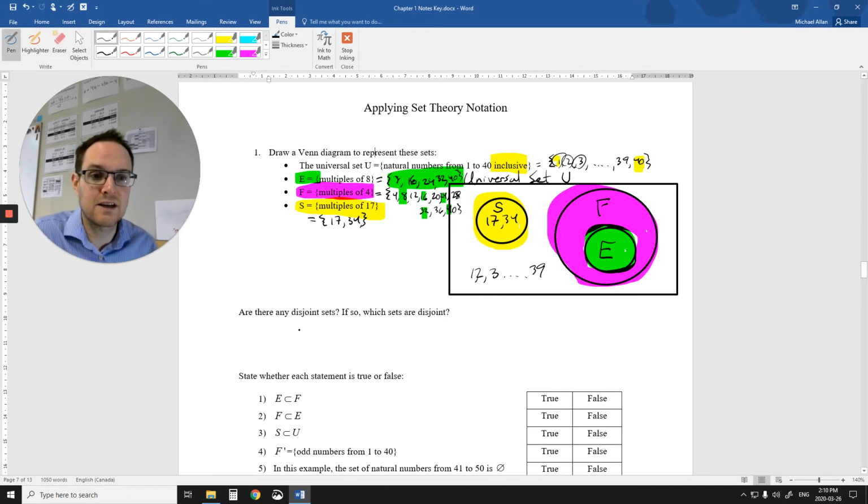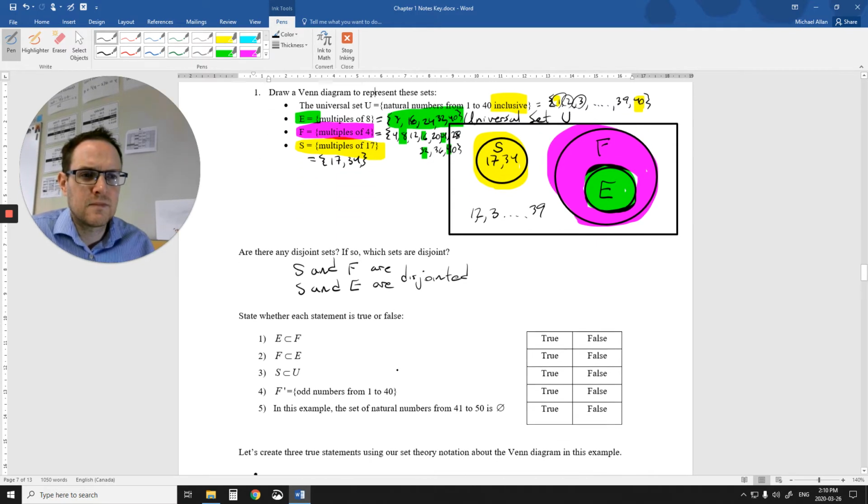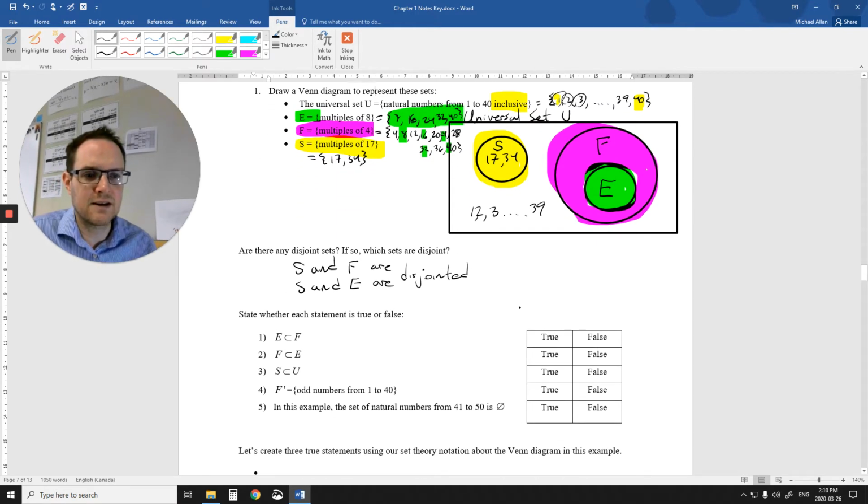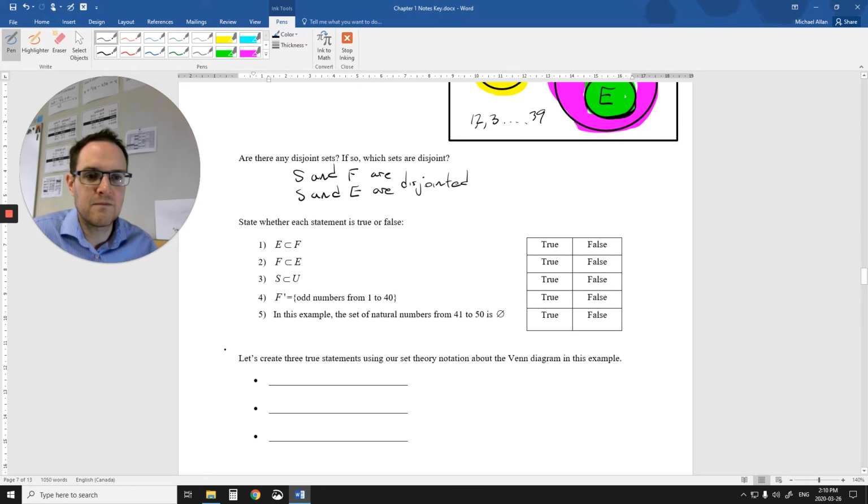We already answered this question down here. Are any of these sets disjointed? Yeah. There is no intersection between S and F and S and E. So these sets are disjointed. Okay. Now, you can denote that by using, we'll do that down here, create 3 statements that will make the set notation above, using set notation that are true. So using F, S, and S.